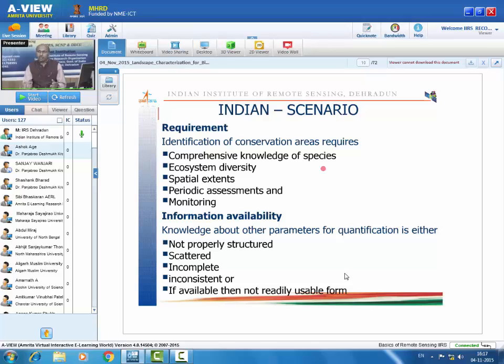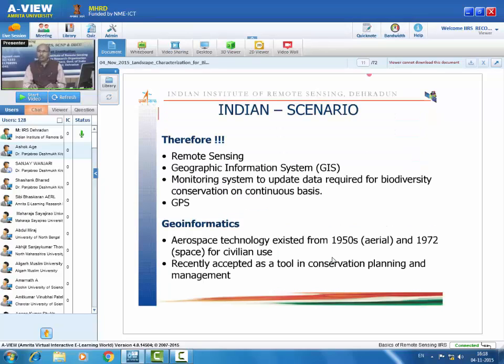So information is available, but we need a technology where all this information can be put together, and then we can try to generate some database which will be more useful. And that's why GIS comes into the picture, and that will help us also to quantify and to improve our decision making process. So the data we have may not be properly structured, it may be scattered, it may be incomplete, it may be inconsistent, and even if it's available, it may not be in a readily usable form. So these are some of the constraints which scientists or managers are facing in our country.